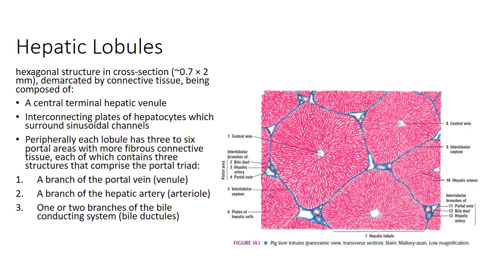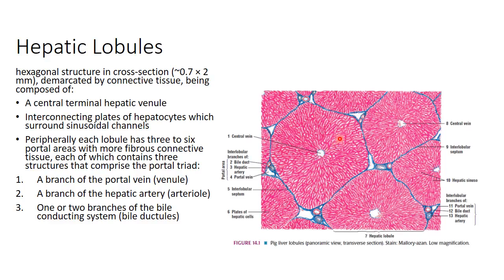So as we said earlier, the liver is surrounded with a very thin capsule. This capsule sends septa, connective tissue septa, to the inside of the organ, dividing it into lobes and lobules. Each liver lobule, as we can see here from the photo, is a hexagonal structure demarcated by connective tissue, and it is formed of mainly a central vein in the center of the lobule. As you can see here, the central vein, which is the central terminal hepatic venule, will collect blood from the sinusoidal capillaries of the liver and pass it to the hepatic vein.